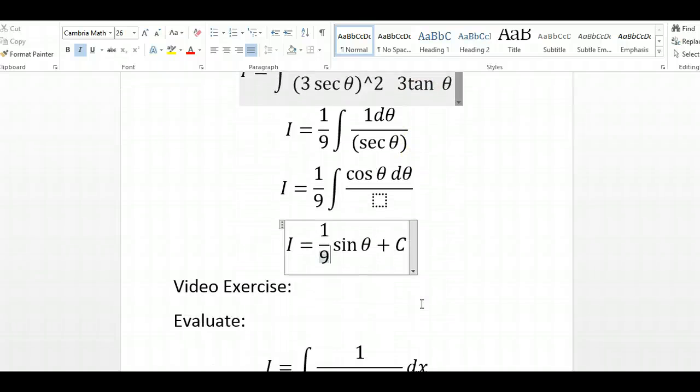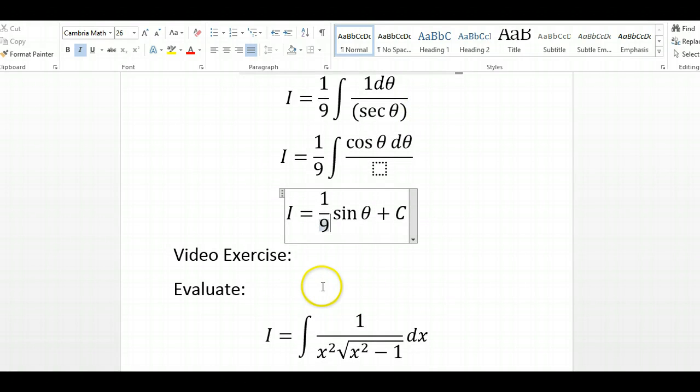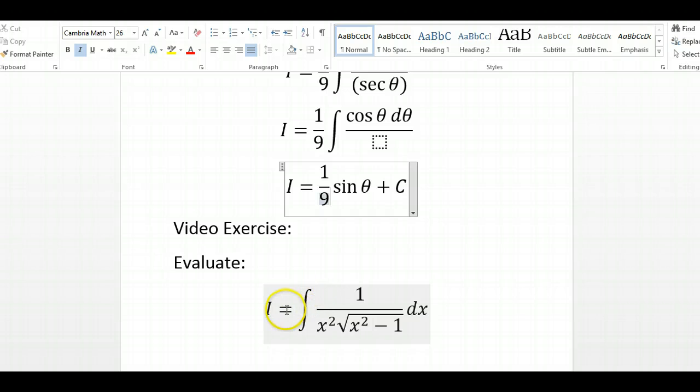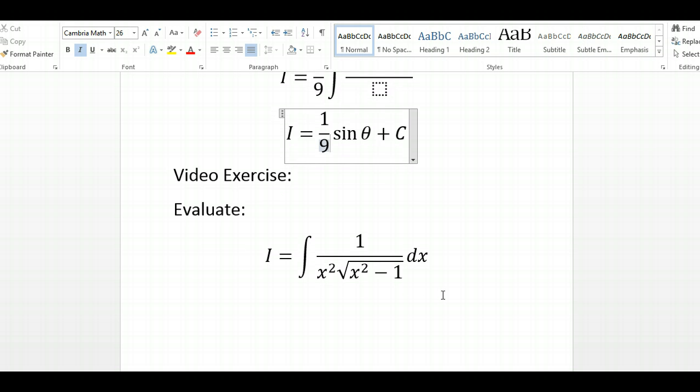Alright, that's it for this example, and now I'm going to give you a video exercise, and that is to evaluate this one, which is very similar to the one that we did. So please write down your answer on a piece of paper and bring it to class on Thursday. Alright, that's it for today. Have a great evening. Thank you.